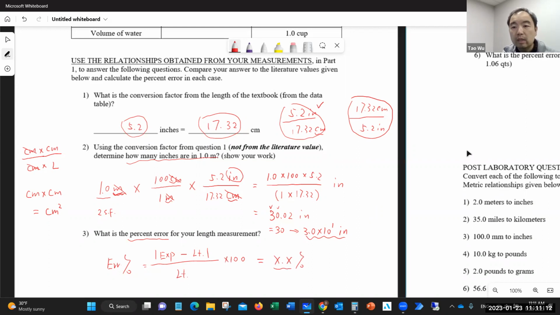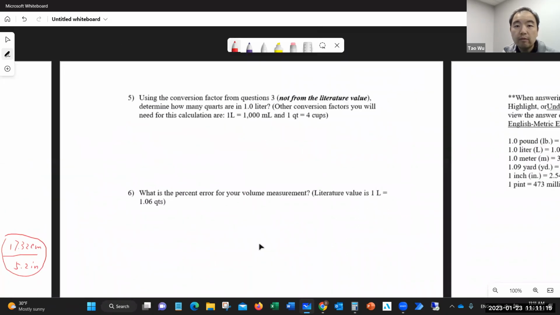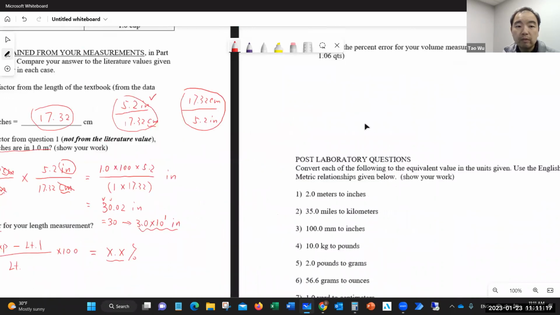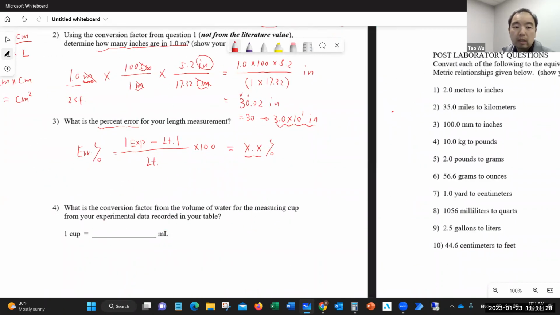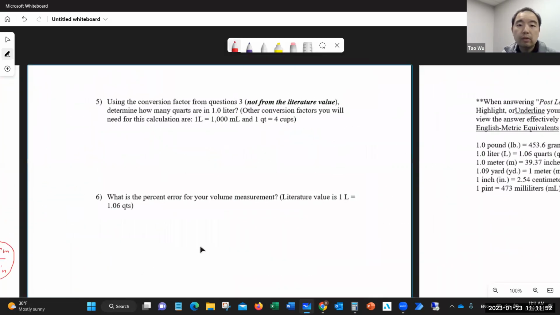Okay, so you're doing the same thing for the volume, but the volume is a little bit different because this conversion is more complicated. So let's see, 1 cup I measured is 239.2 milliliter. Make sure the volume is accurate to 0.1 because the graduated cylinder that you have is accurate to 0.1. So this is what I have, 239.2 milliliter.